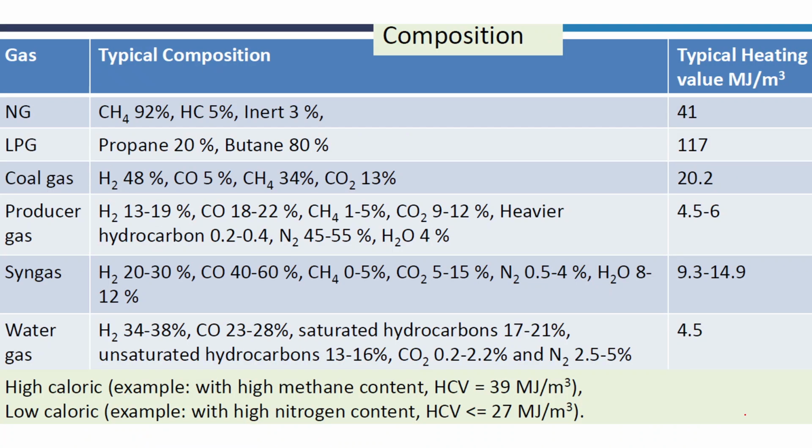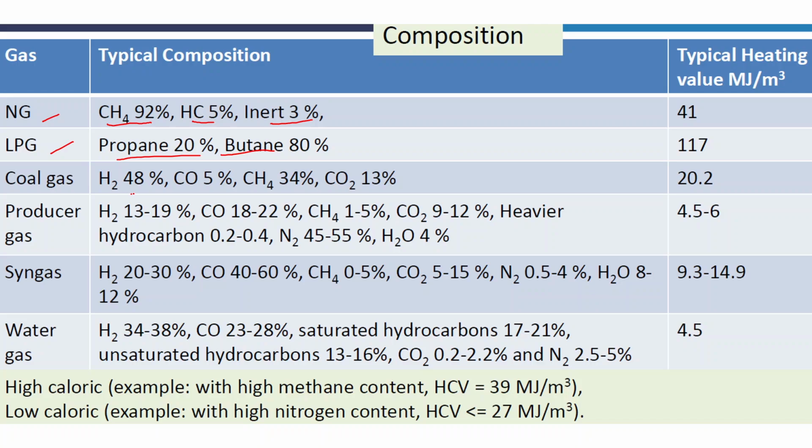Coming on to the composition of various gaseous fuels. The first one is natural gas, which consists of methane 92%, then some other hydrocarbons 5%, then inerts 3%. And LPG mainly consists of propane and butane, 20% propane and 80% butane.